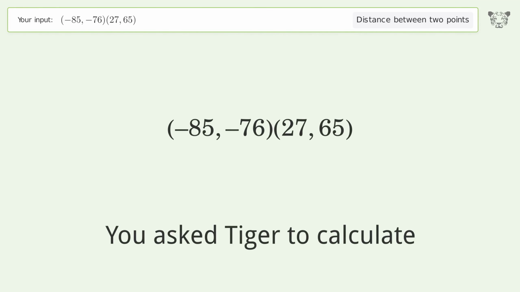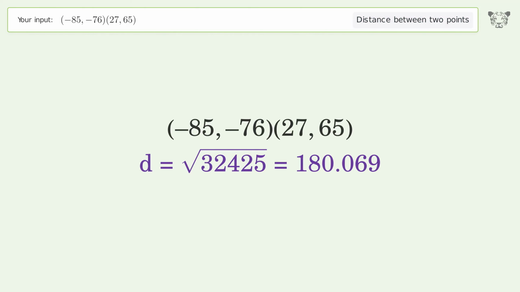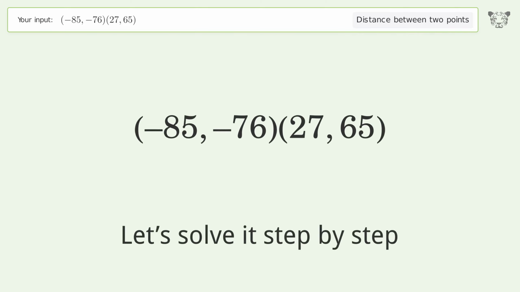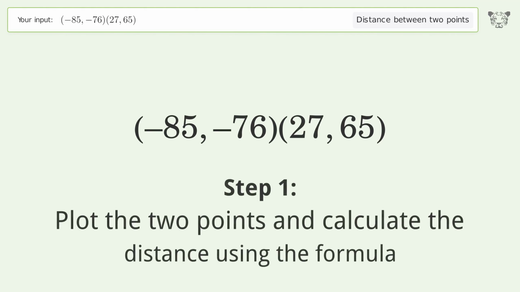You ask Tiger to calculate. This deals with the distance between 2 points. The distance between the 2 points is the square root of 32,425, or 180.069. Let's solve it step by step. Plot the 2 points and calculate the distance using the formula.